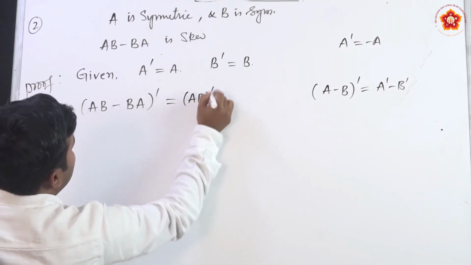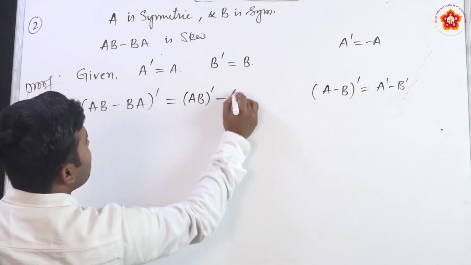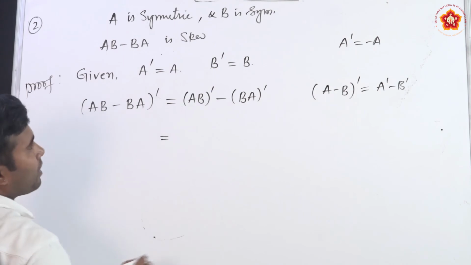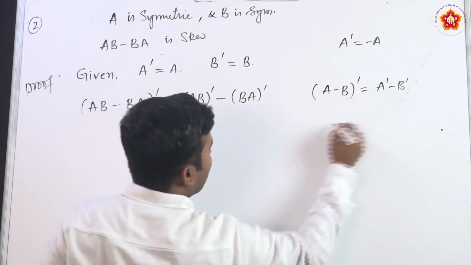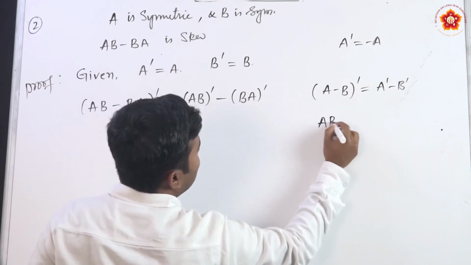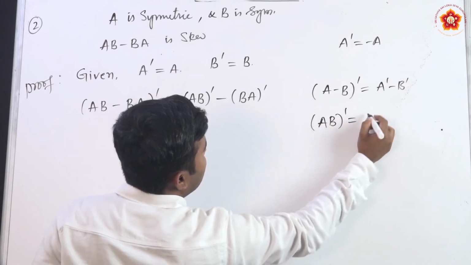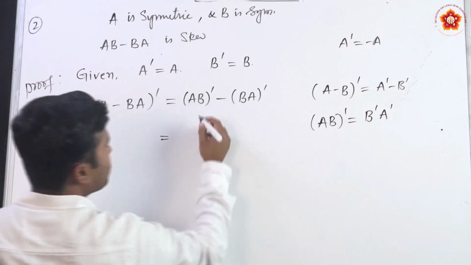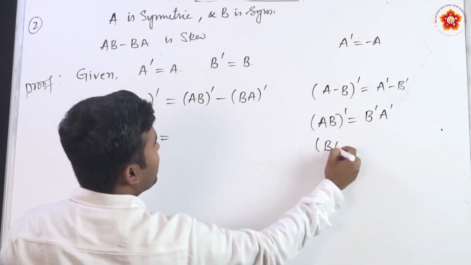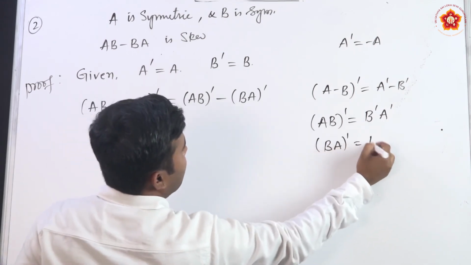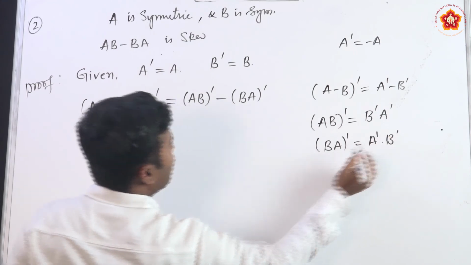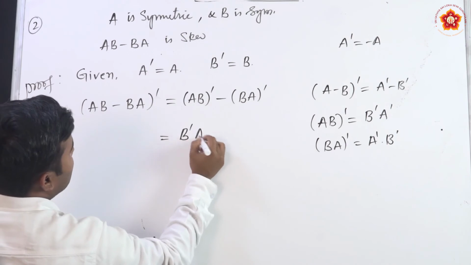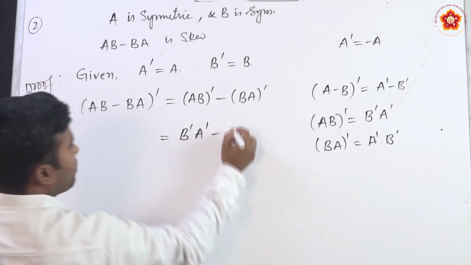AB transpose minus BA transpose. Another property we have is that AB transpose is B transpose A transpose. Similarly you can apply that. What is BA transpose? A transpose B transpose. You can apply here B transpose A transpose minus A transpose B transpose.